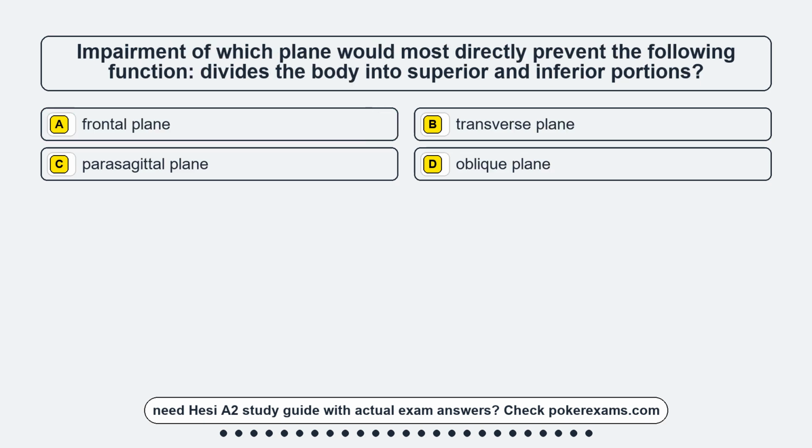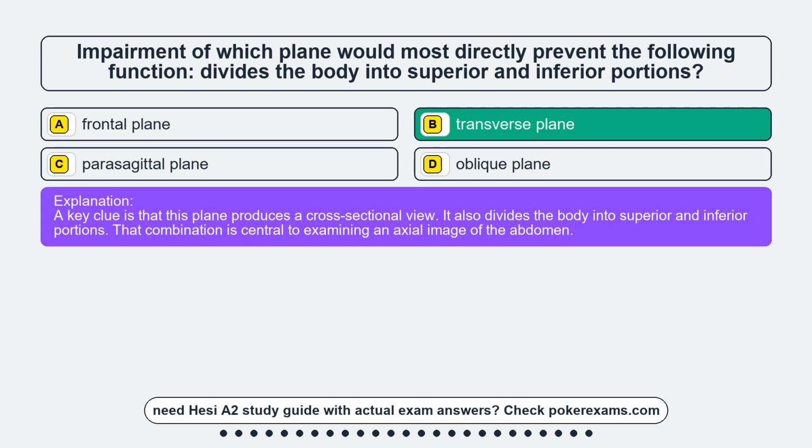Question 11. Impairment of which plane would most directly prevent the following function? Divides the body into superior and inferior portions? Option A, frontal plane. Option B, transverse plane. Option C, parasagittal plane. Option D, the oblique plane. The correct answer is option B, transverse plane.